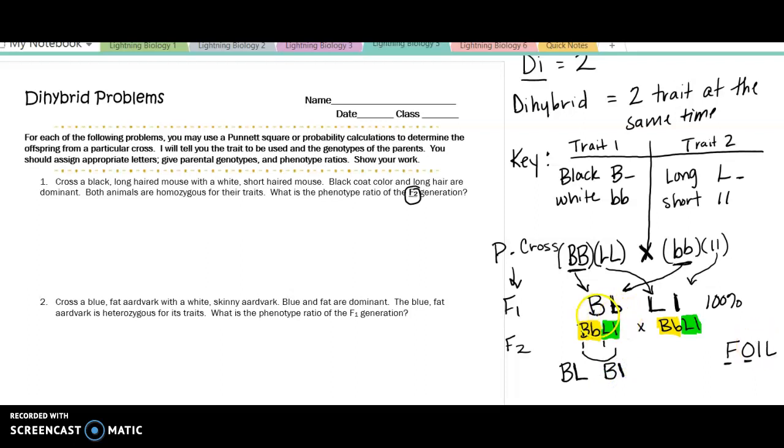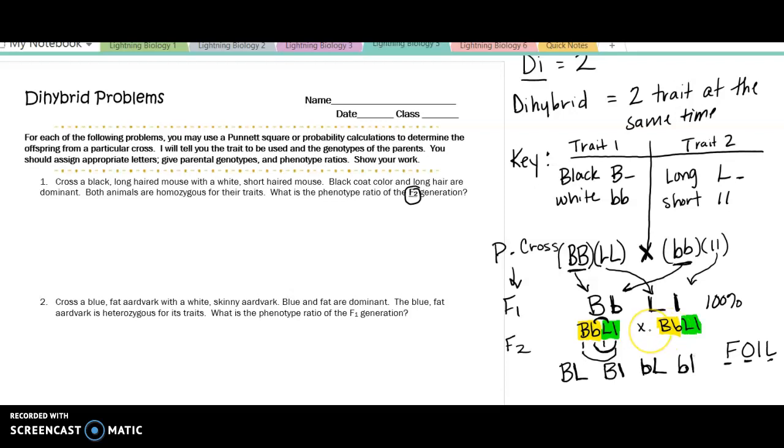It could do the inside. The little b with the big L. Now notice I'm going to keep the B trait first. I always want to keep whatever trait I started with, keep it first. And little b, big L. Or it could be the last. So little b, little l. So there are 4 different options each of these parents can pass on to their offspring. And so unlike a monohybrid cross, a dihybrid cross actually results in a 16 square Punnett square.